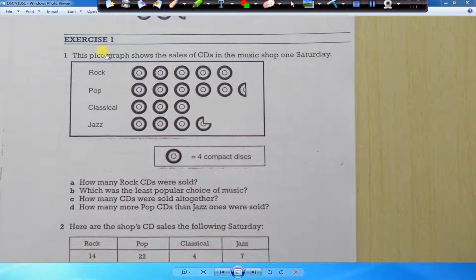This is exercise 1. We're looking at pictograms. This pictogram shows the sales of CDs in the music shop one Saturday.